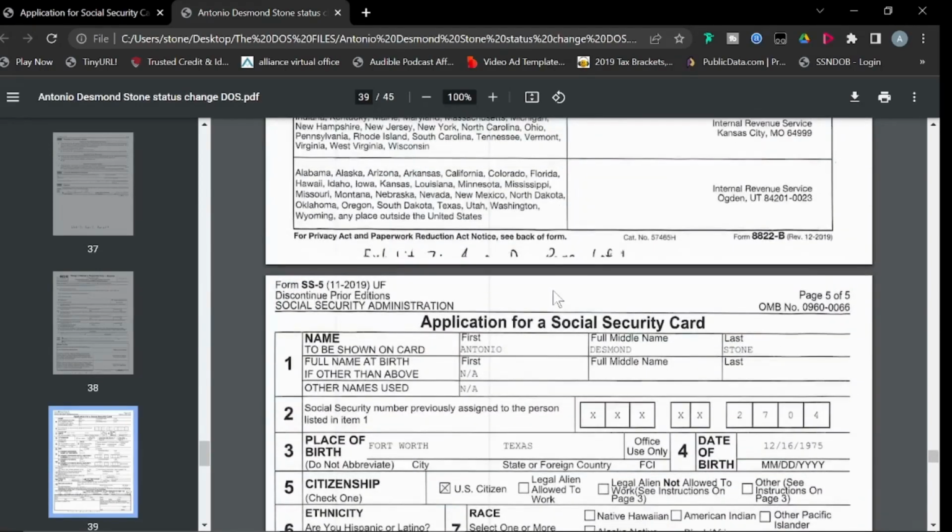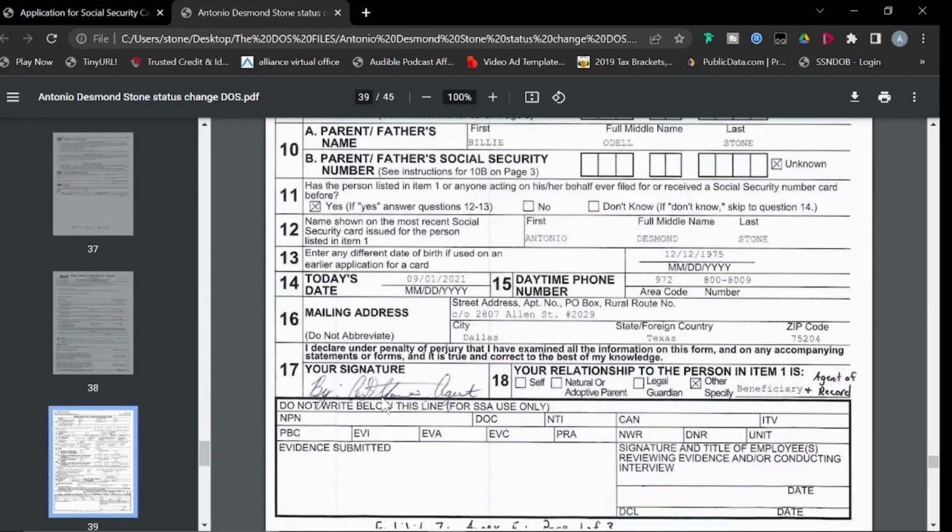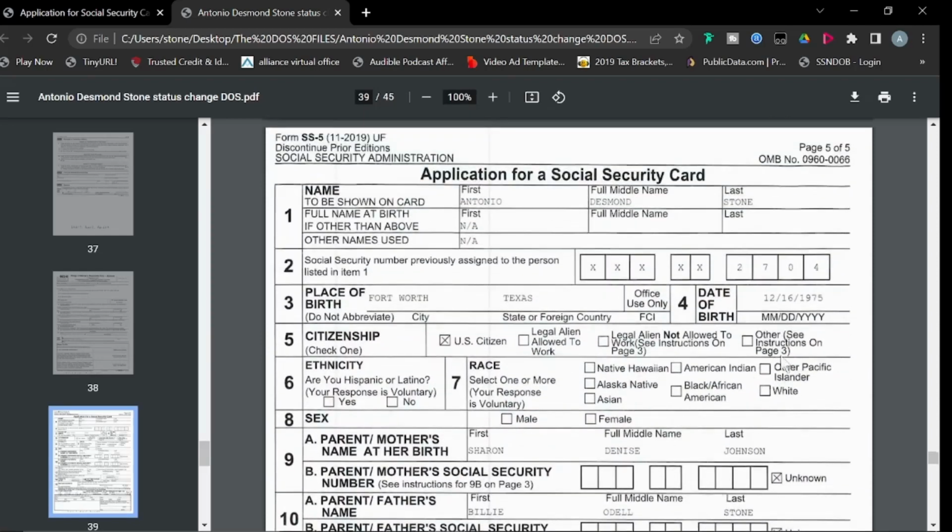You do the same application, just like what I'm showing you now. Do not change this. Do not change this. Because guess what's going to happen? You're not going to get the Social Security card. You leave this the same. The only thing that changes is this.